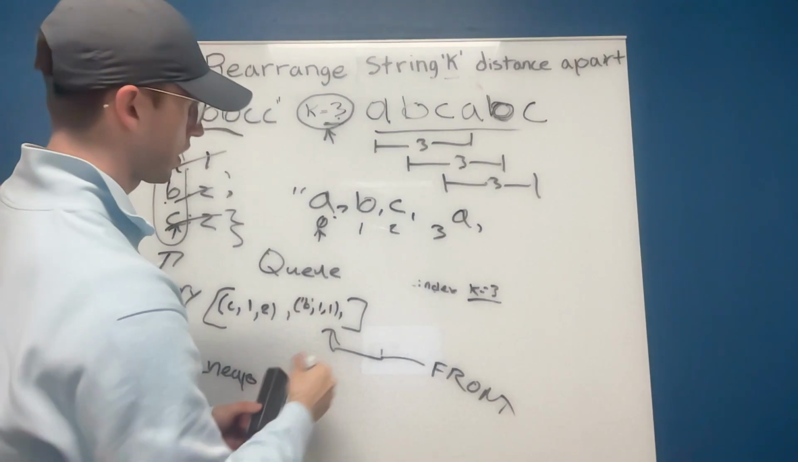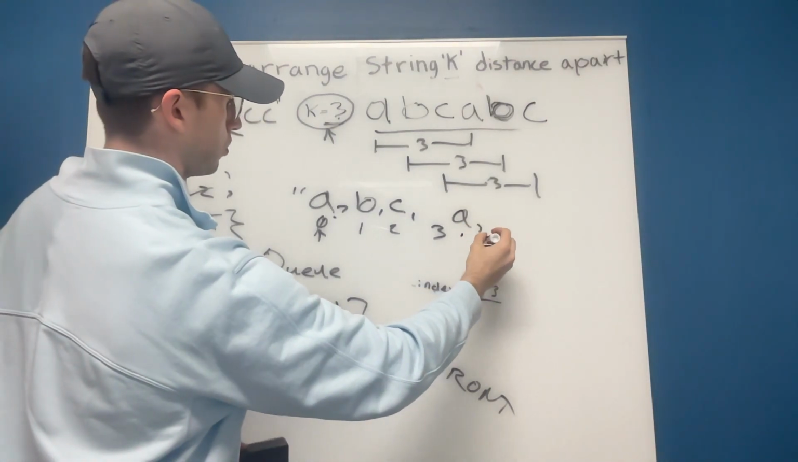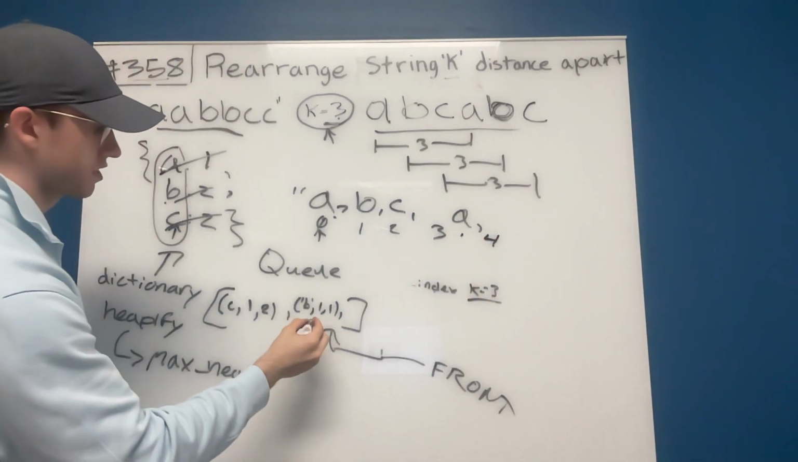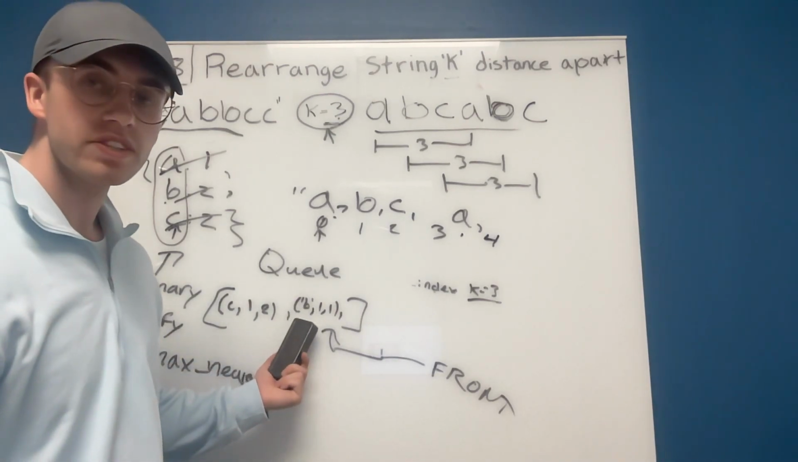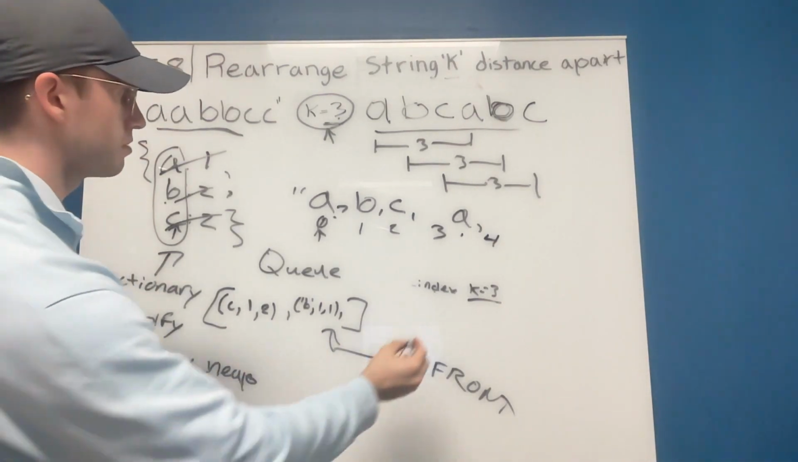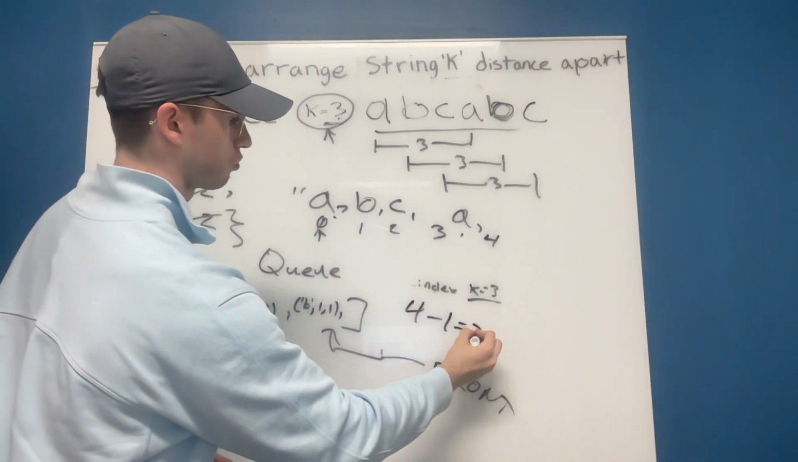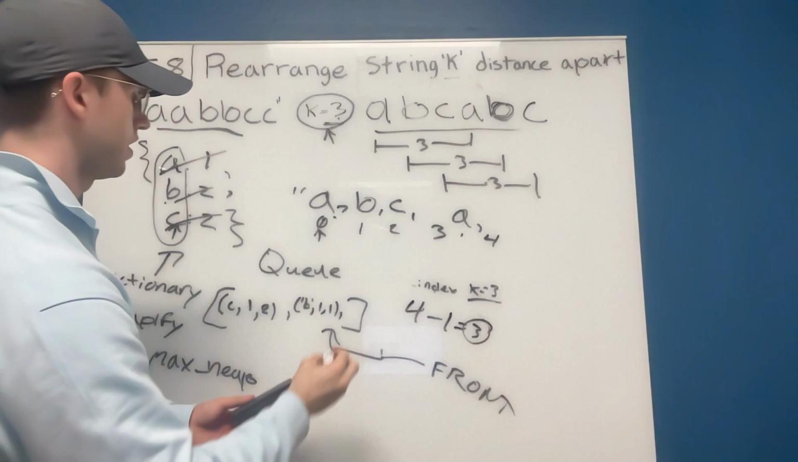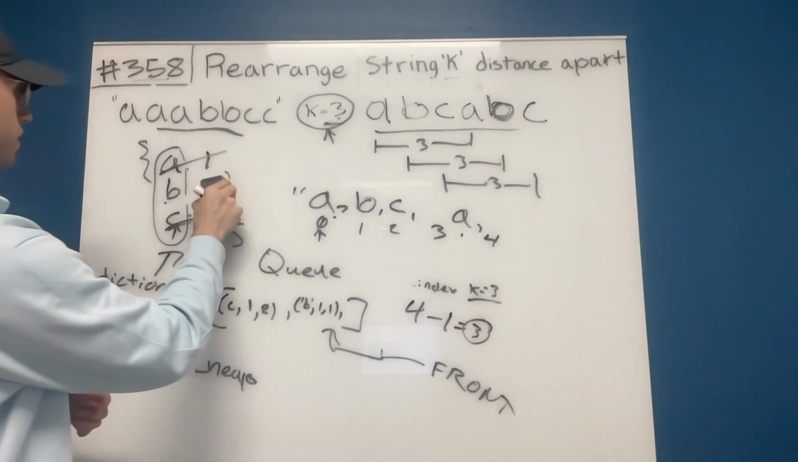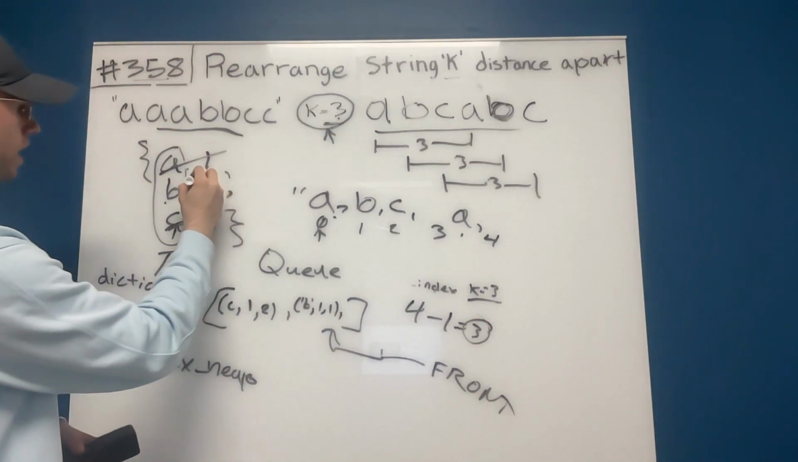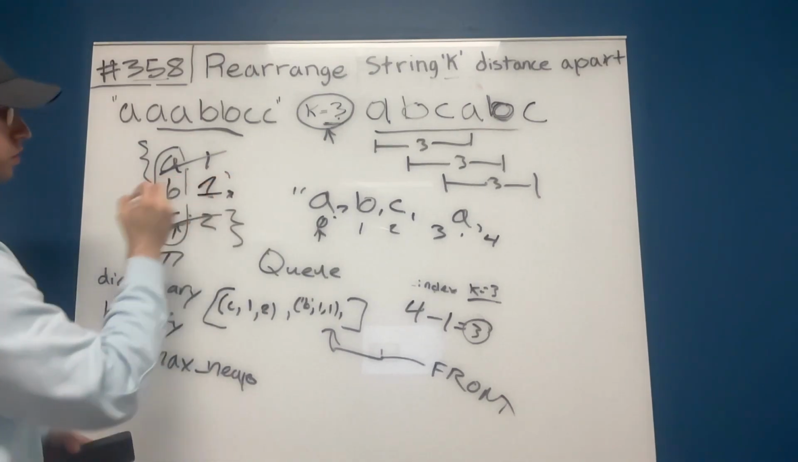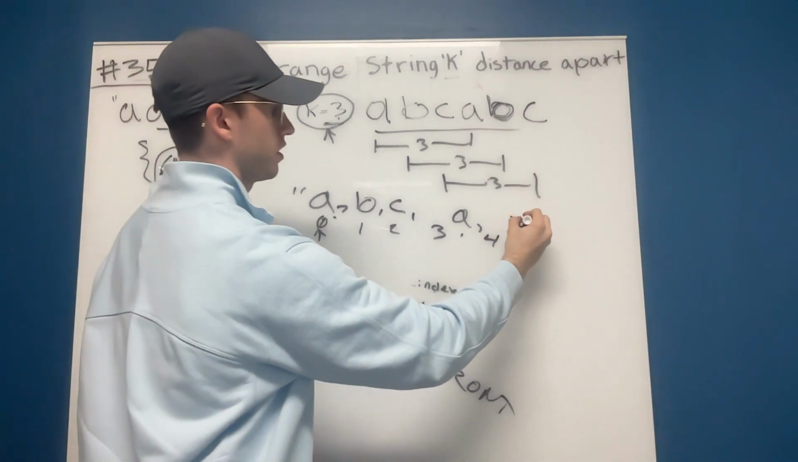So from here, okay, is the current index, which is at 4 here, k distance apart from the previous instance of the front of our queue? It is, because 4 minus 1 is equal to 3, which is our k. And so we can add B back to our max heap here, so we can reconsider it. And so now B is at 1. And so we pop from our max heap and we put it here.